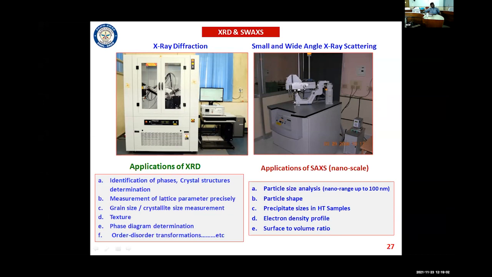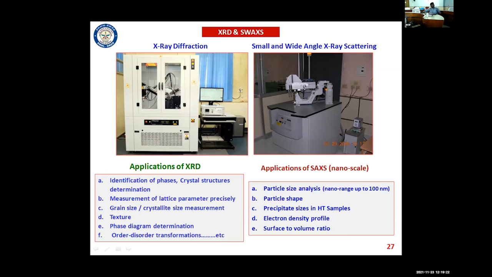And also I can determine the measurement of lattice parameters very precisely, and I can measure the grain size or the crystallite size. This we can get from the full width at half maximum of the peak. I will also explain that. And also texture we can get, the preponderance of the grains in a polycrystalline material, and also order-disorder transformation. So this one also we can do.